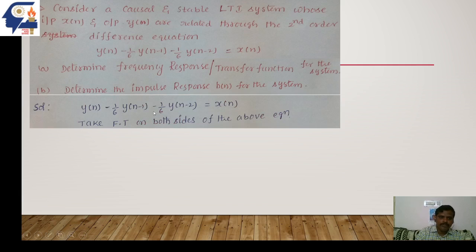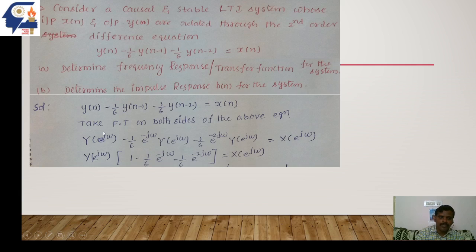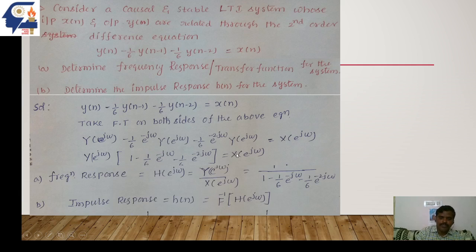The given difference equation is this one. Take Fourier transform on both sides, then y of n will become Y of e power j omega, minus 1 by 6 constant as it is. If I apply Fourier transform for y of n minus 1, this minus 1 will become e power minus j omega Y of e power j omega, minus 1 by 6 y of n minus 2. This minus 2 will become e power minus 2 j omega, then Y of e power j omega. Fourier transform of x of n is X of e power j omega. Take Y of e power j omega as a common factor, then Y of e power j omega into X of e power j omega.